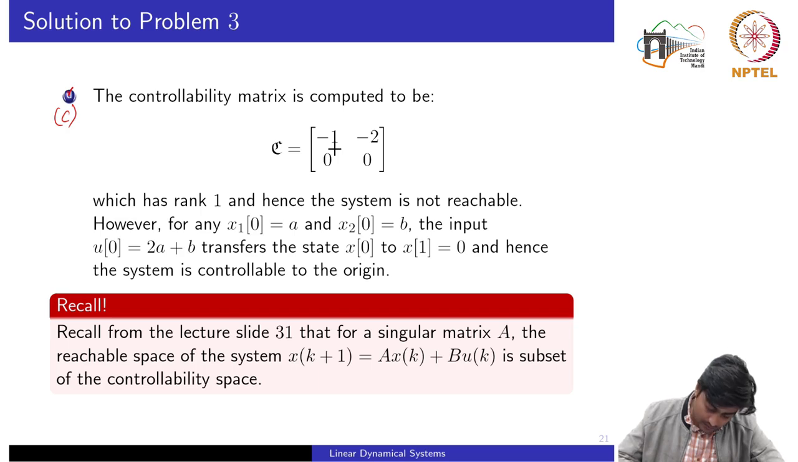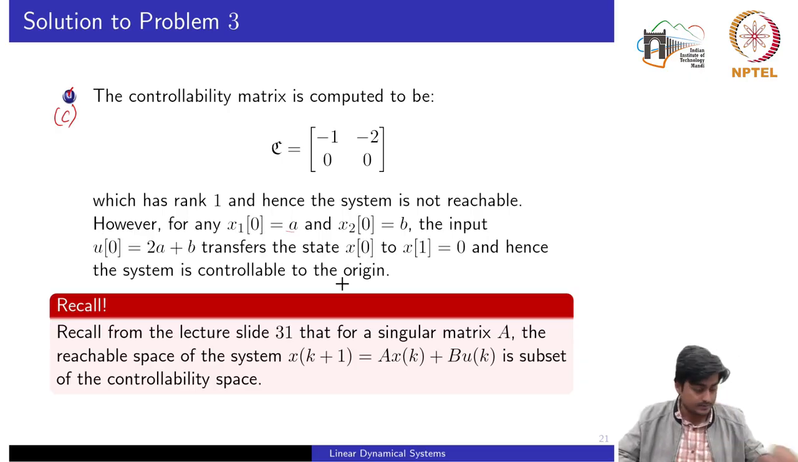If you recall from the lecture slide, we said that the reachable space is basically a subset of the controllable subspace. So it means you can find some input which can still transfer the state from x0, given from A and B, to the origin, right? The system is controllable to the origin, but it is not reachable. Okay.